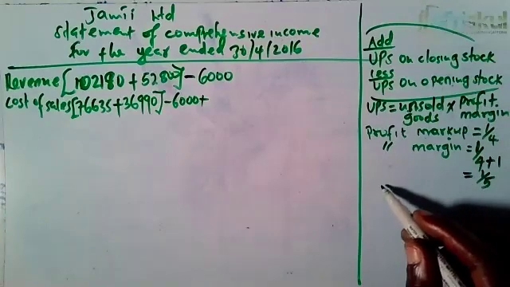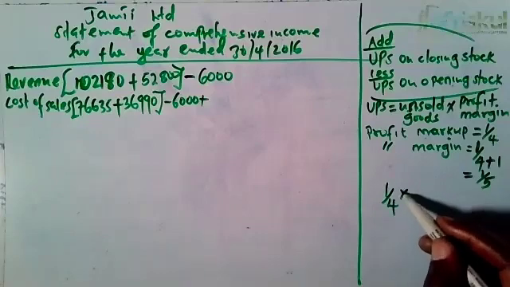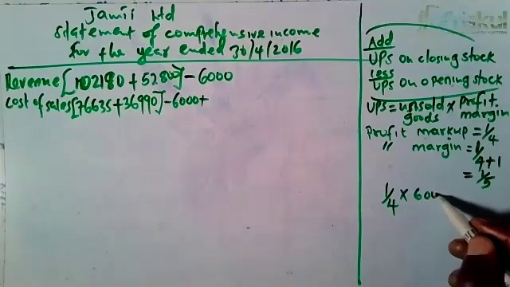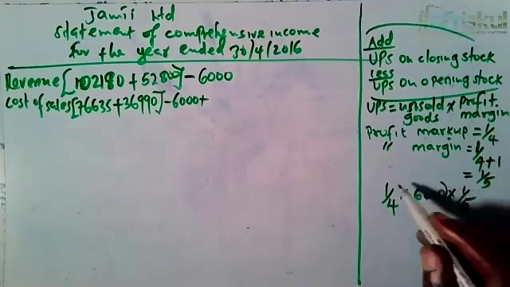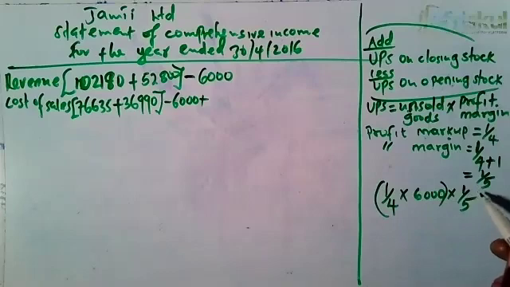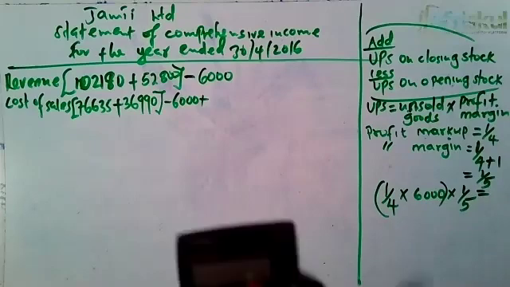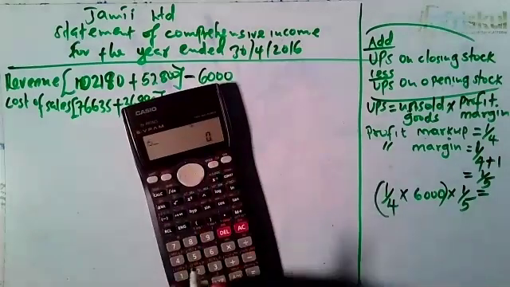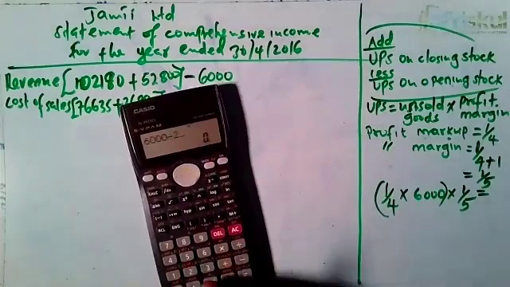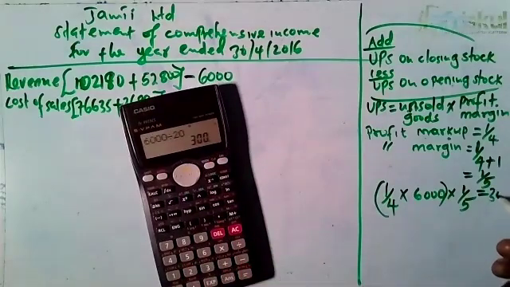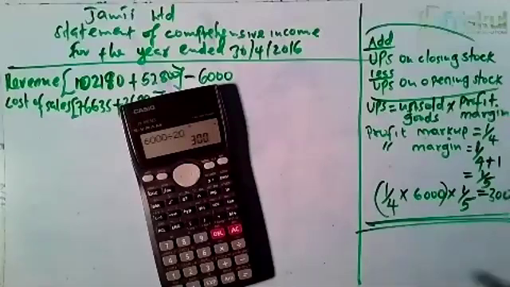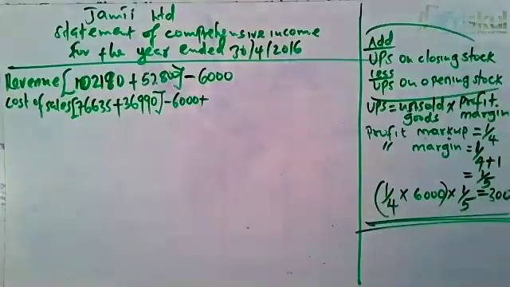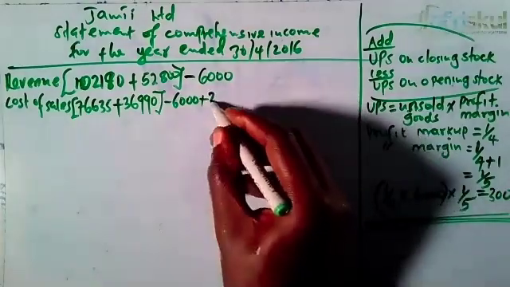Which means that unsold goods is a quarter of 6,000 times the margin. So this is the unsold goods, times a margin of a fifth. So that is 6,000, you divide by 20. That is 300. So you add that.